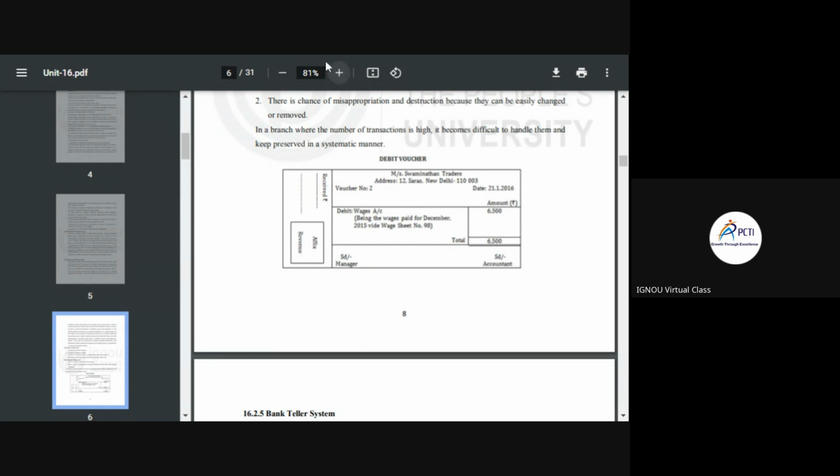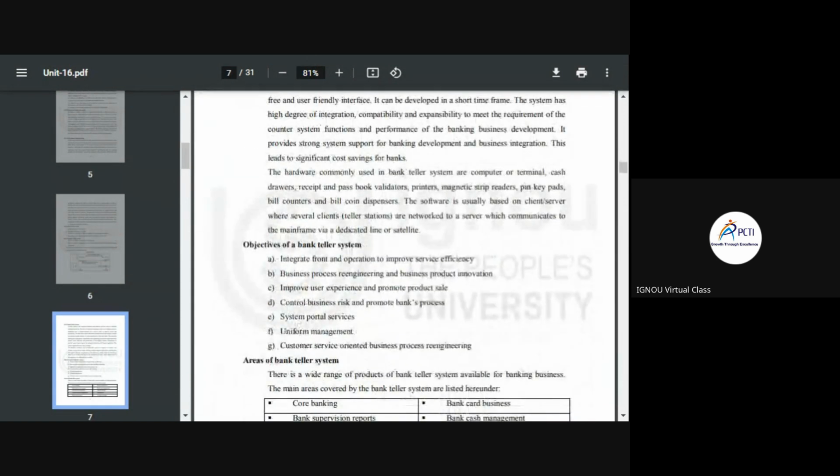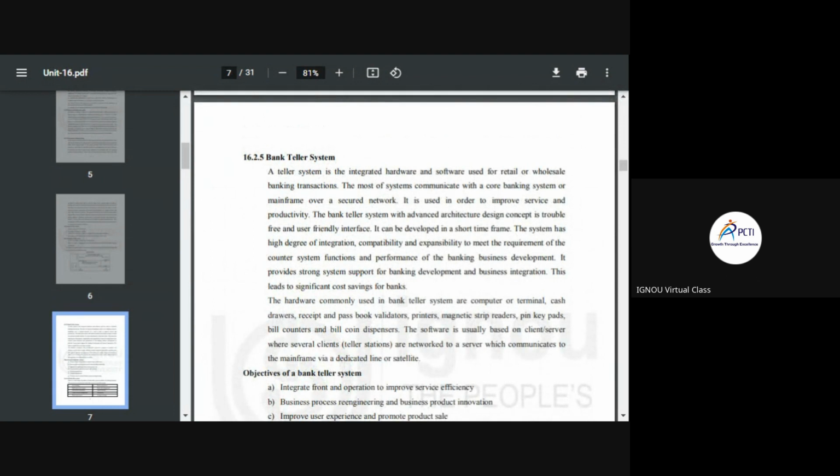Next one is bank teller system. The bank teller system is an integrated hardware and software that is used for retail or wholesale banking transactions. Most of the systems communicate with the core banking system or mainframe over a secure network. It is actually used in order to improve services and productivity.